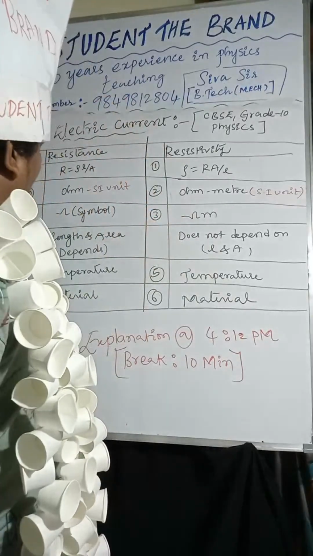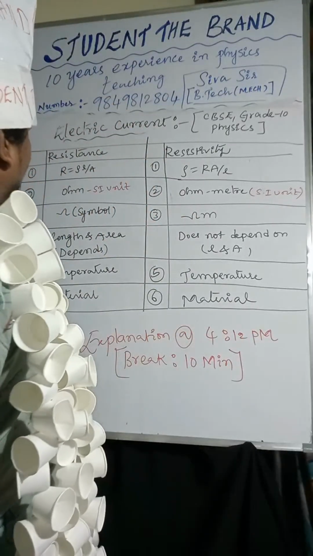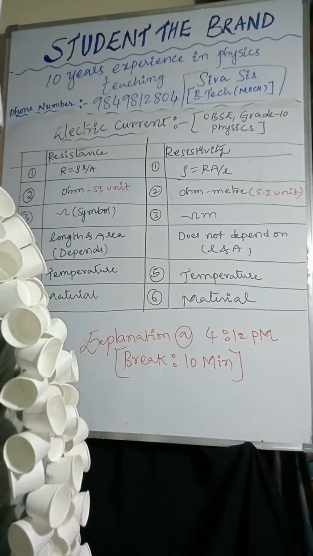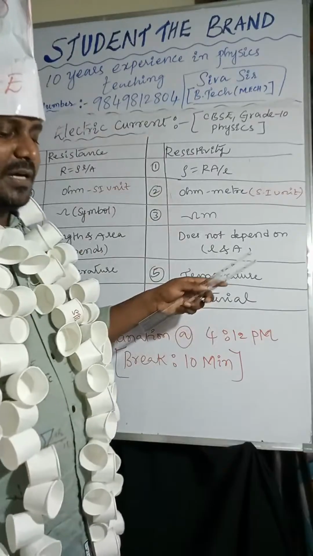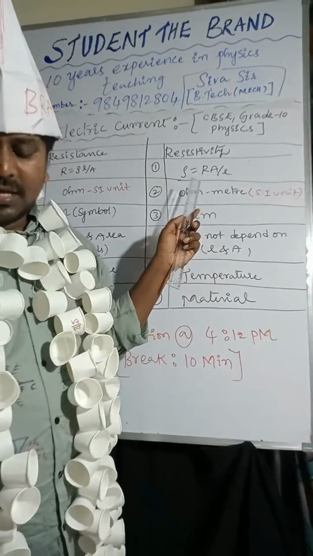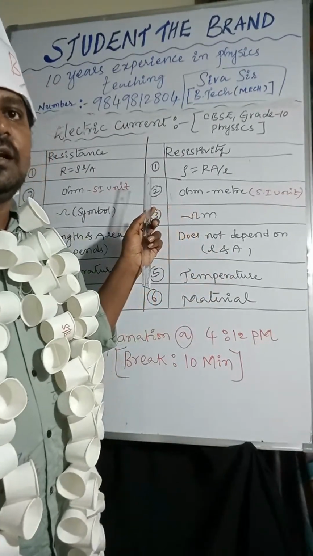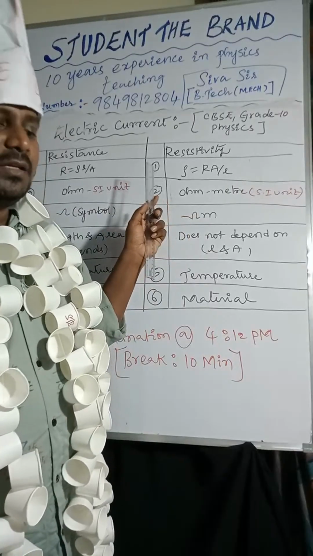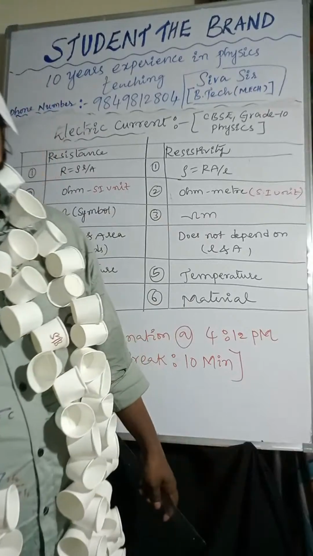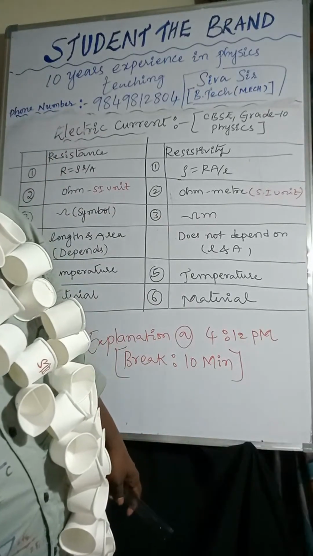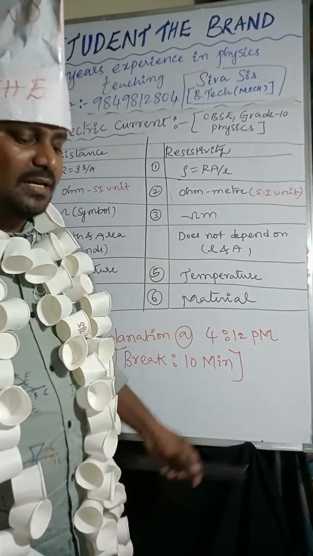And coming to the metal of the conductor, resistance depends on the metal of the conductor. Resistivity also depends on the metal of the conductor, whatever metal we are using. I hope it is very clear to all. So this is about resistance and resistivity, the difference between resistance and resistivity.